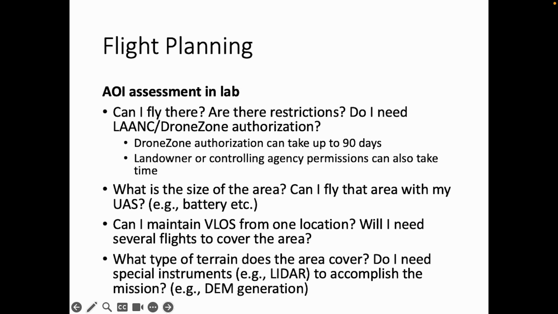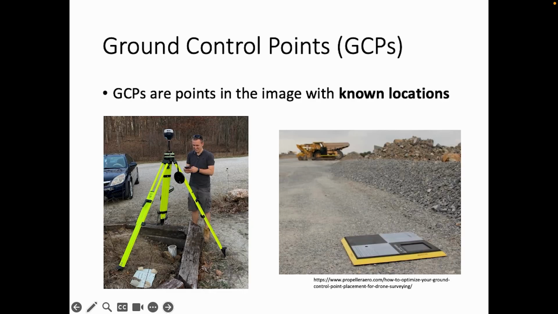What's the size of my area? That's also going to be a very important factor. If you have a very large area, you're probably not going to be flying very high resolution, and vice versa. Can you maintain visual line of sight from one location? Are you going to need to do several flights and basically move around your area so that you're able to maintain visual line of sight of your drone in all the different parts of the area that you're going to be flying? And what's the terrain like? Do you need a special instrument to accomplish the mission?